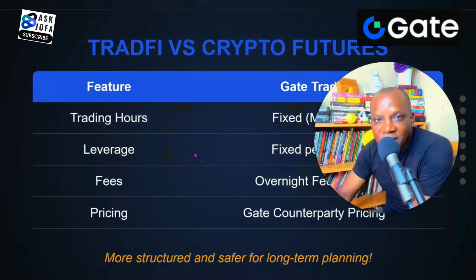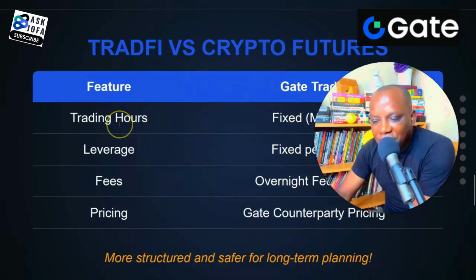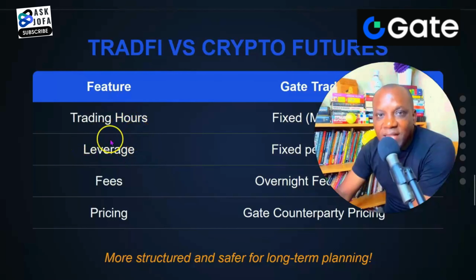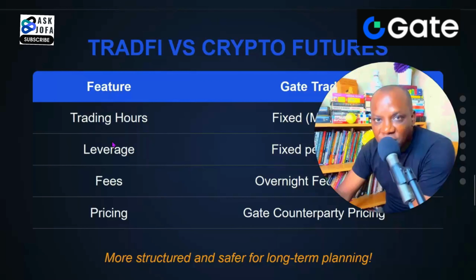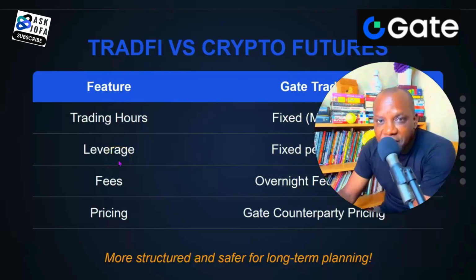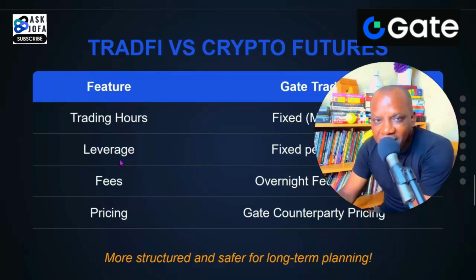What are the differences between TradFi and crypto futures? You can see this table. TradFi has fixed trading hours, no 24/7 trading. That is, you cannot trade on weekends. And when you are talking about leverages, which I will explain in the second video, I don't want to make this video bulky. There are fixed leverages per asset. You cannot adjust it manually. So brokers of every TradFi platform like Gate TradFi fix leverage per asset to protect against risk and losses. This is why you cannot adjust leverages manually.